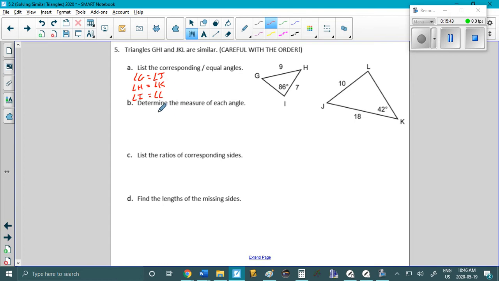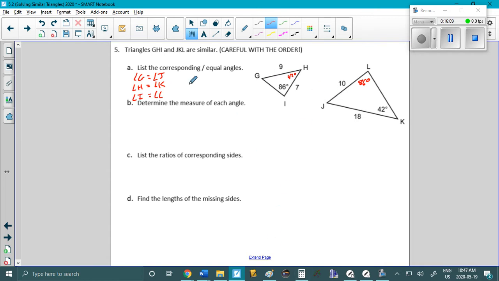Okay, so determine the measure of each angle. So angle I is 86. And it says here that angle L is the same. So that means that angle L is also 86. We know angle K is 42. Angle H is the same, so this is 42. Uh-oh. How do we find these other angles?